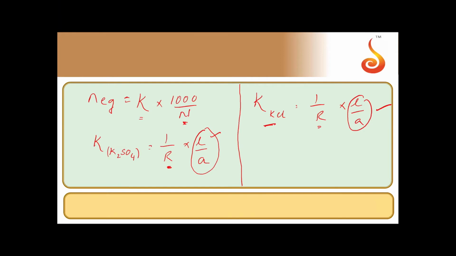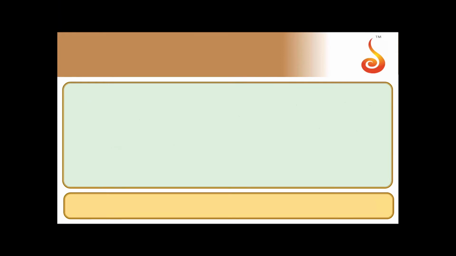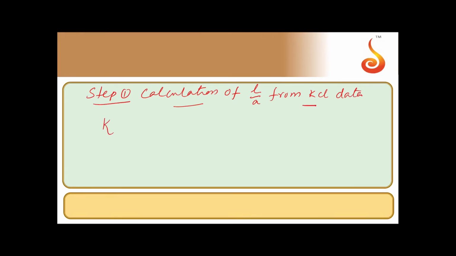So let us see the steps once again. We need to calculate the kappa value. For that, let us follow the steps. Step 1: calculation of L by A value, the cell constant, from the potassium chloride data which is given to us. This we will do first. Therefore, kappa of KCl is equal to 1 by R into L by A value. Kappa is given to us as 0.2768.